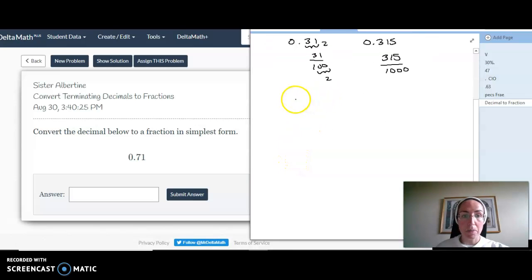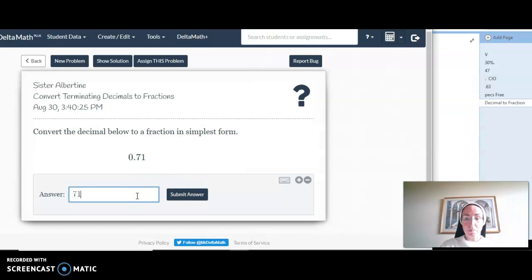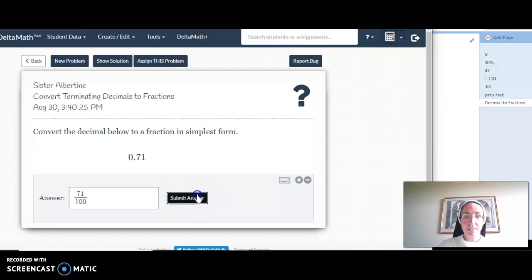So let's see our example. 0.71, we want it as a fraction in simplest form. So first we're going to make this 71 over 100. Then we're going to ask ourselves, can this be simplified? Well, we know 2 goes into 100, we know 5 goes into 100, but those numbers don't go into 71. In fact, 71, I believe, is a prime number, which means nothing goes into it. So 71 over 100 is our simplified answer, like so.